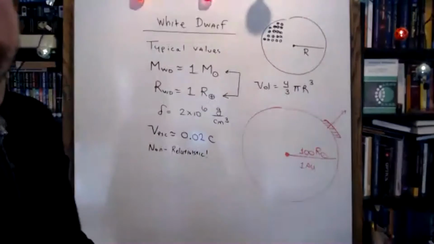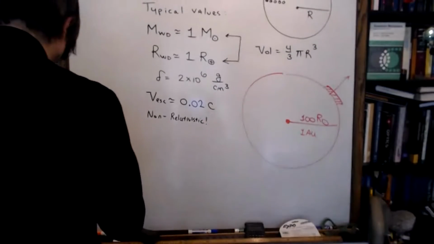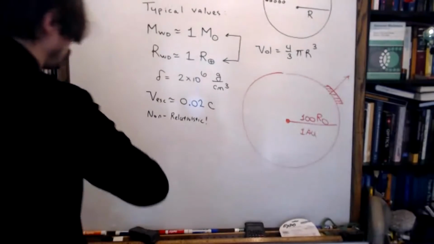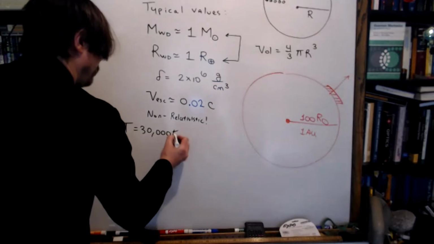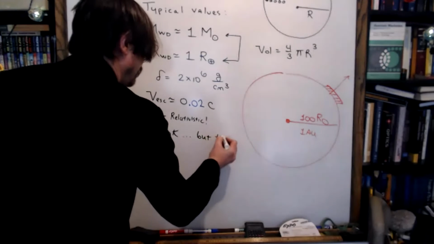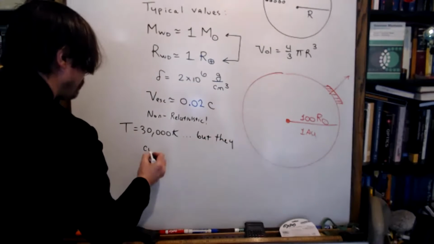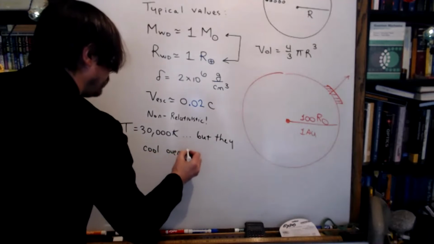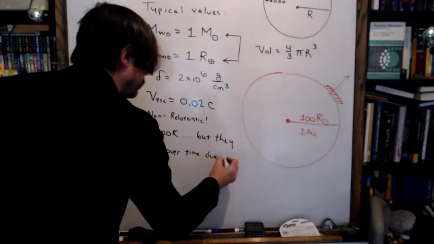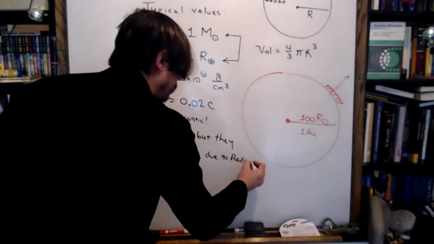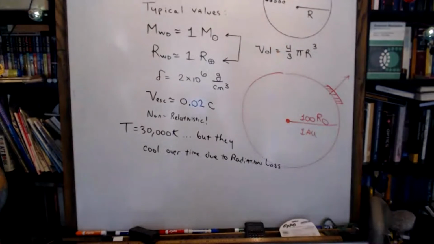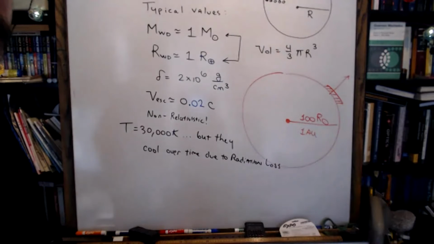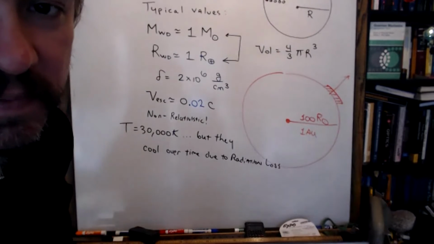Okay. Remember that these were once the nuclei of stars. They're now exposed to space. So the temperatures can be around 30,000 Kelvin, but they cool over time due to radiation loss. Would you expect the luminosities of these things to be high or low?